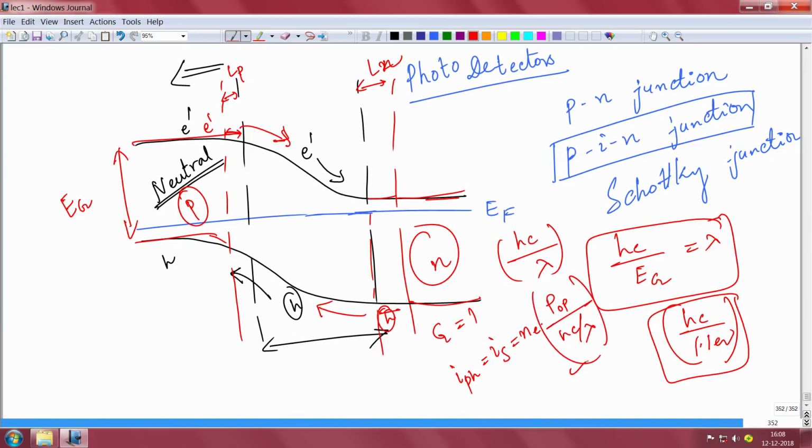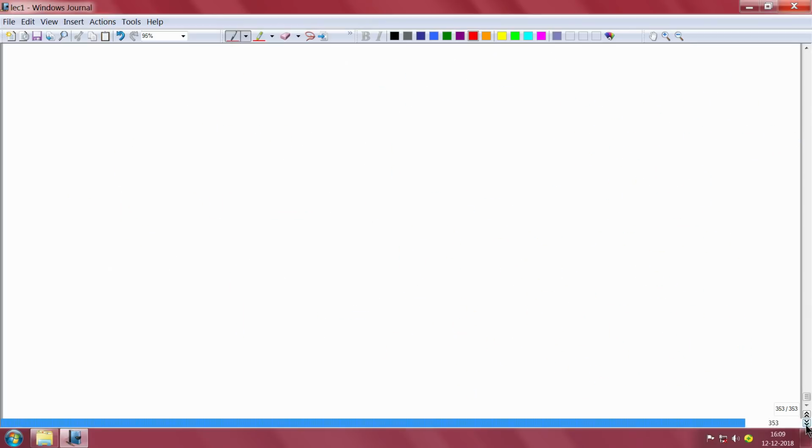Actually, this optical power times hc by lambda is something we call G_OP in your solar cell. It's the same thing: per centimeter cube, how many photons are there per second. So this is the optical generation rate. Here I am writing it as a form of power by the wavelength, and you might recall that it's essentially the same junction.